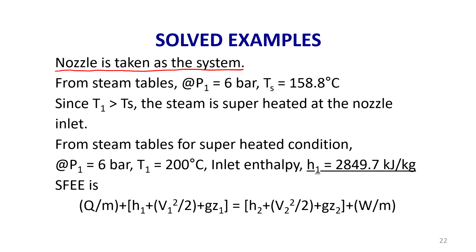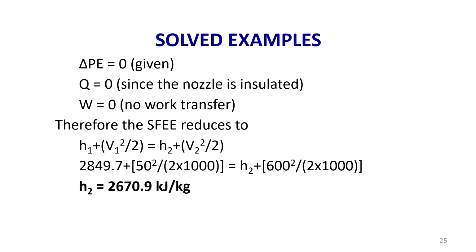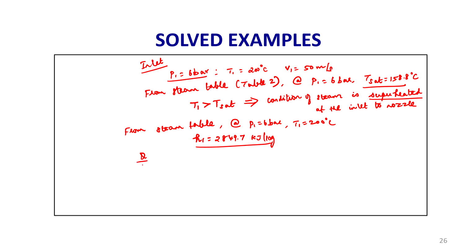Now, let us write the steady flow energy equation. Q by m, or this is nothing but small q, plus H1 plus V1 square by 2 plus g into Z1 equal to H2 plus V2 square by 2 plus g into Z2 plus small w.